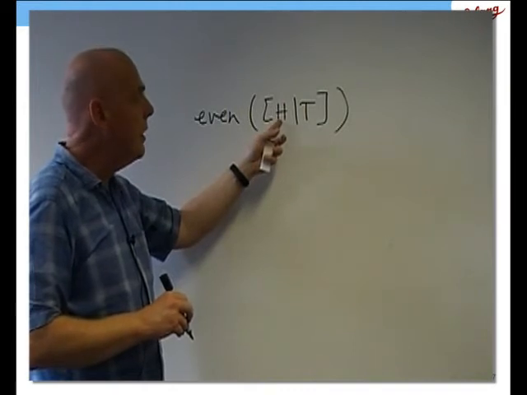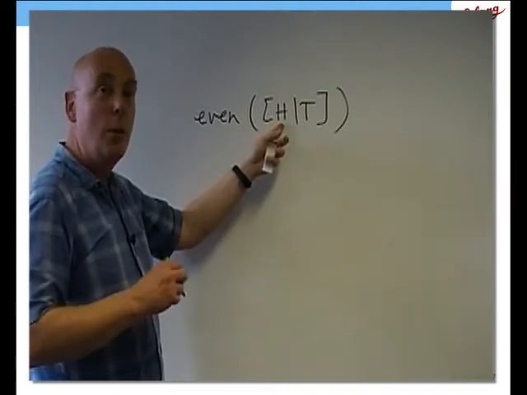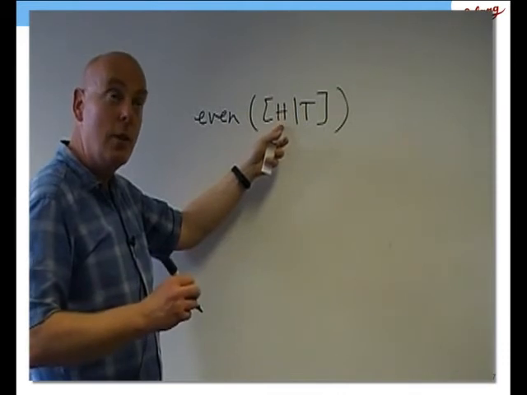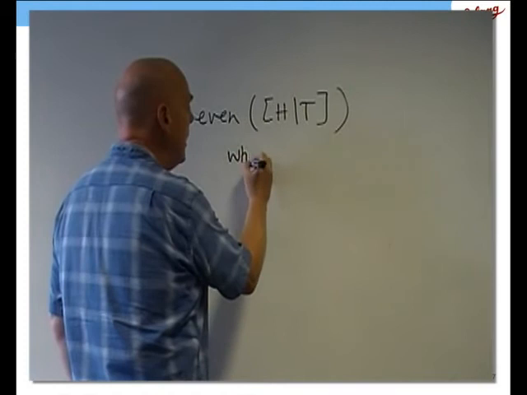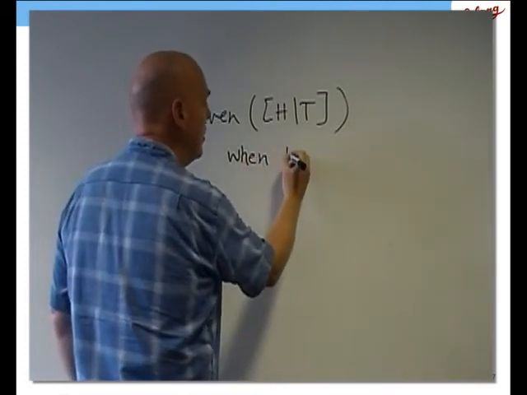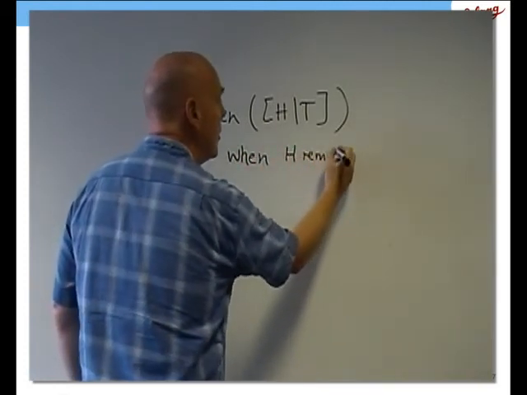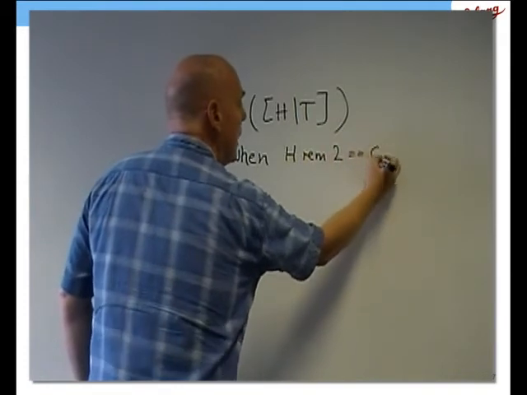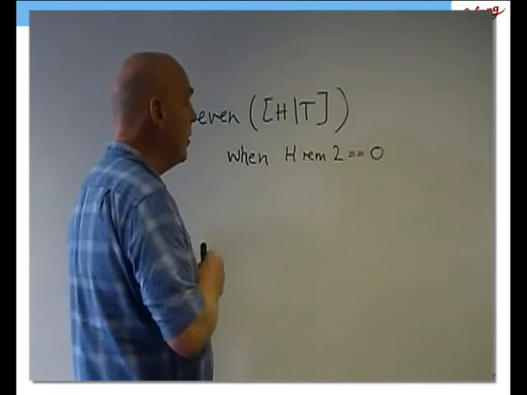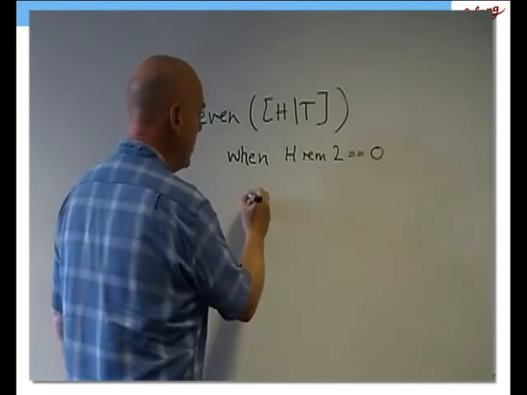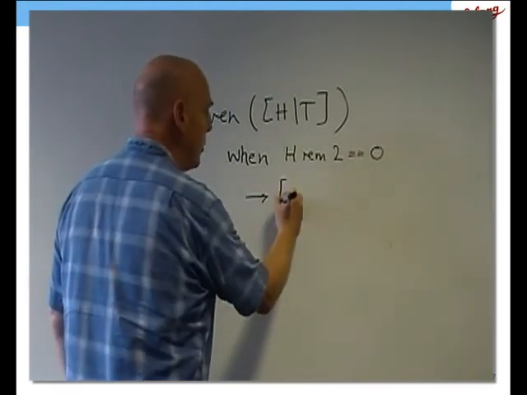We're not necessarily going to include H in the list. There'll be one case where we do and one case where we don't. So the case where we do is when it's even. So what we have to do is divide it by 2 and check whether or not that gives us a 0 result. And if it does, what do we do? What does the output look like?